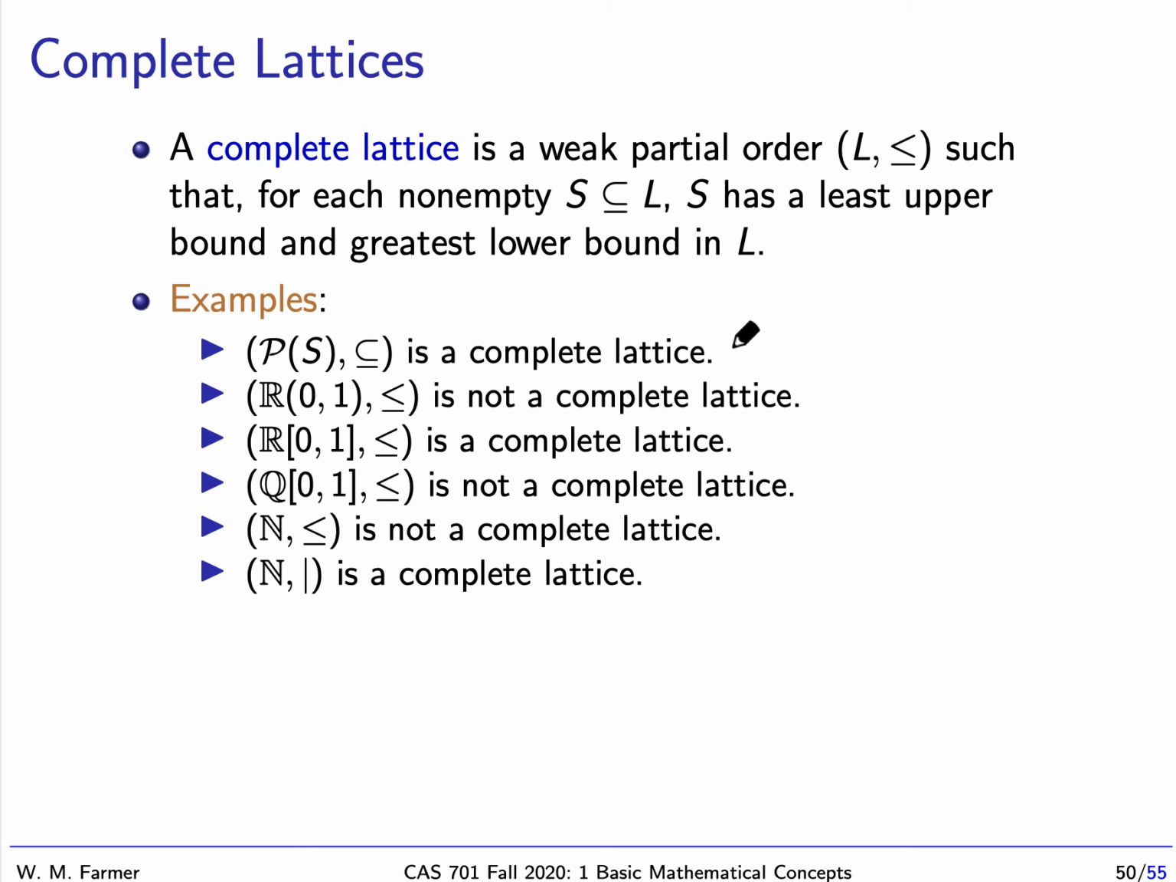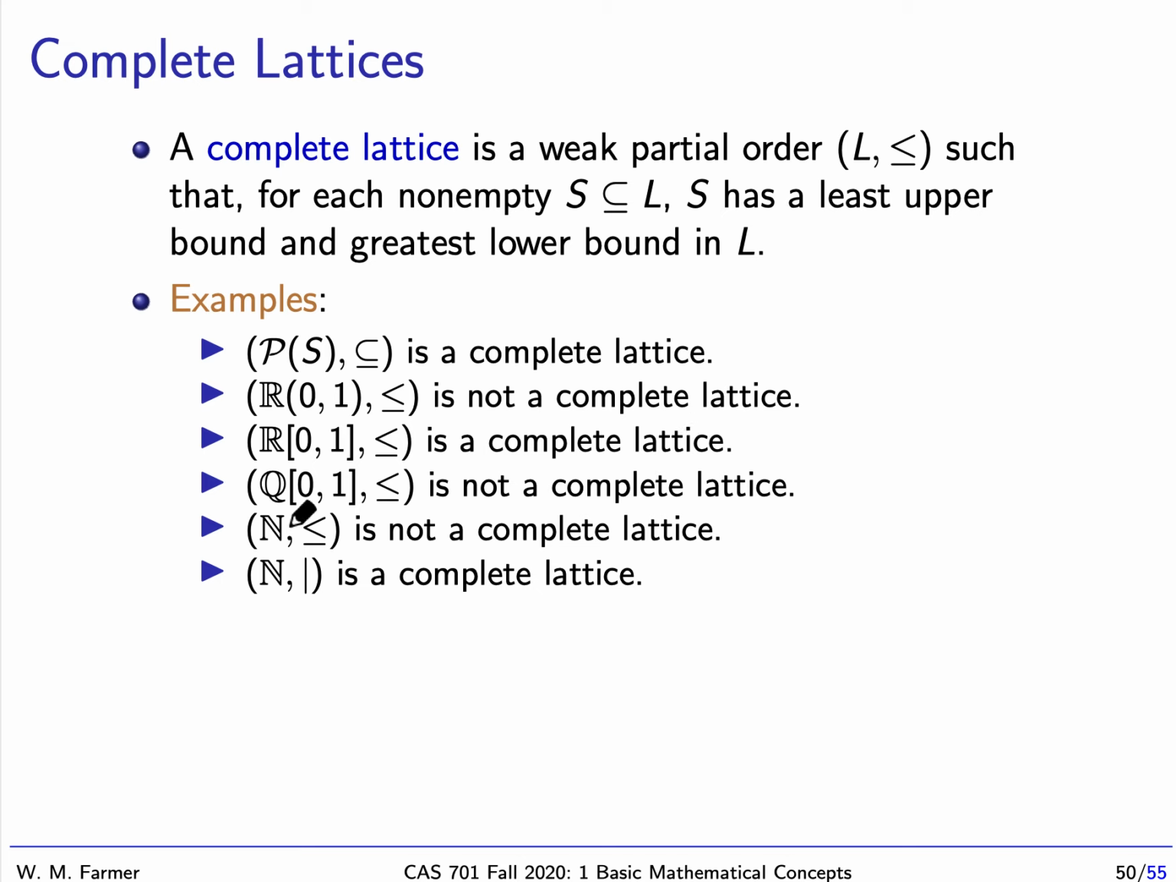So here are some examples. We could have a power set with the subset-or-equal relation. That's a complete lattice. If we have the real numbers in the open interval 0 to 1 with less than, that is not a complete lattice, because if I take the whole set and ask for a least upper bound, the least upper bound should be 1, but 1 is not a member. But if we add 0 and 1, then it becomes a complete lattice.